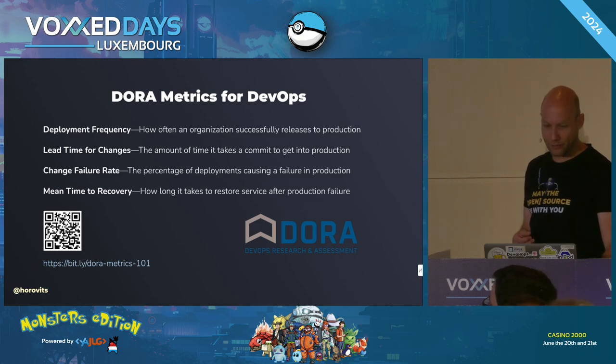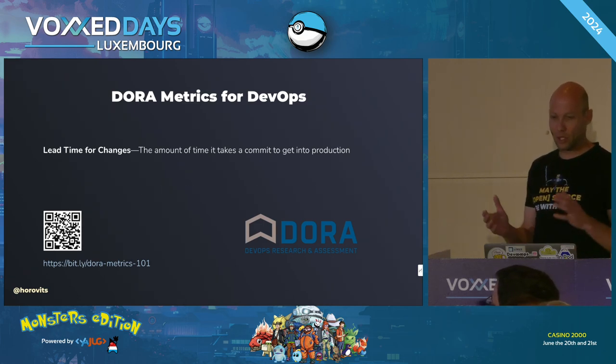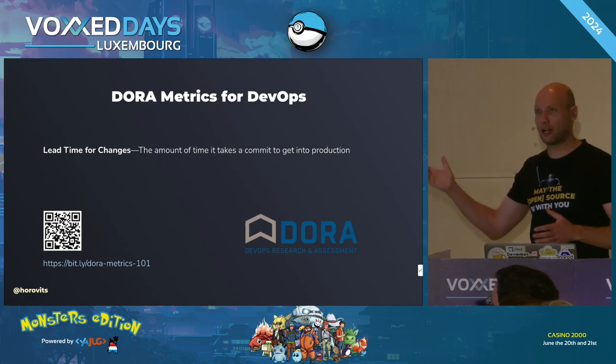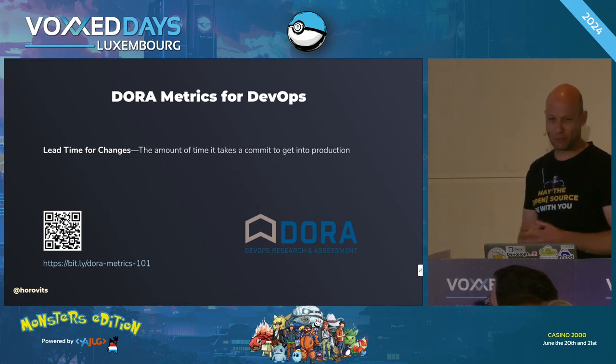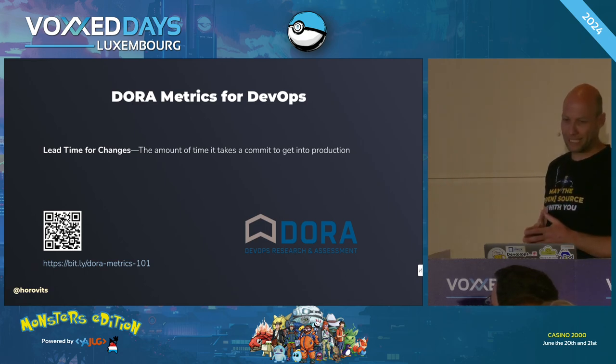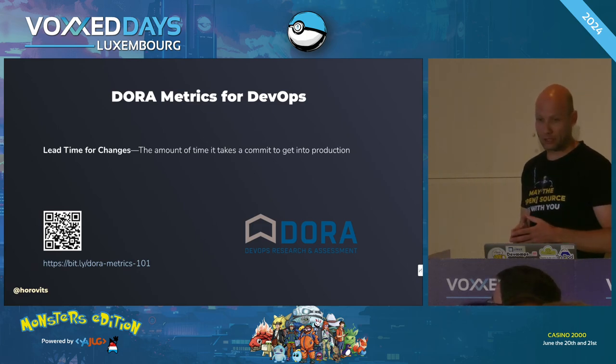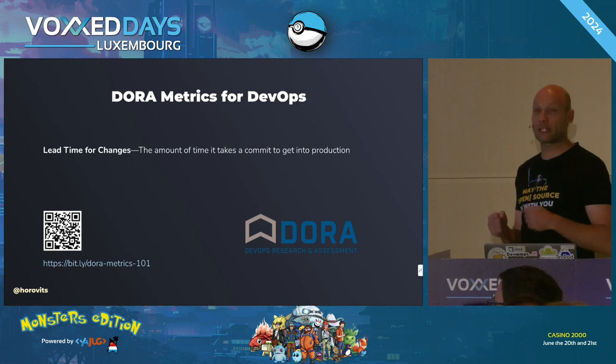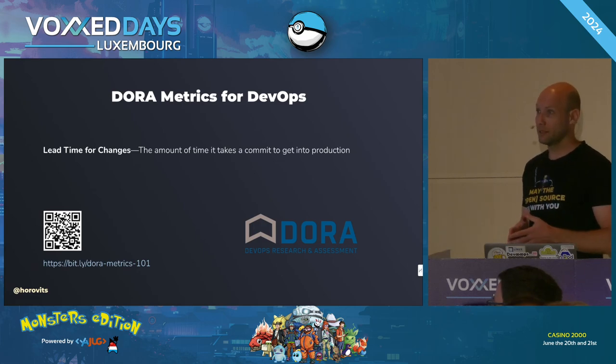And as I said, the first step is to understand what you need to improve on. In our case, from what I explained to you, it's pretty clear by now. We need to improve on the lead time for changes, the amount of time it takes a commit to get into production, which in our case was too high and was holding us back.